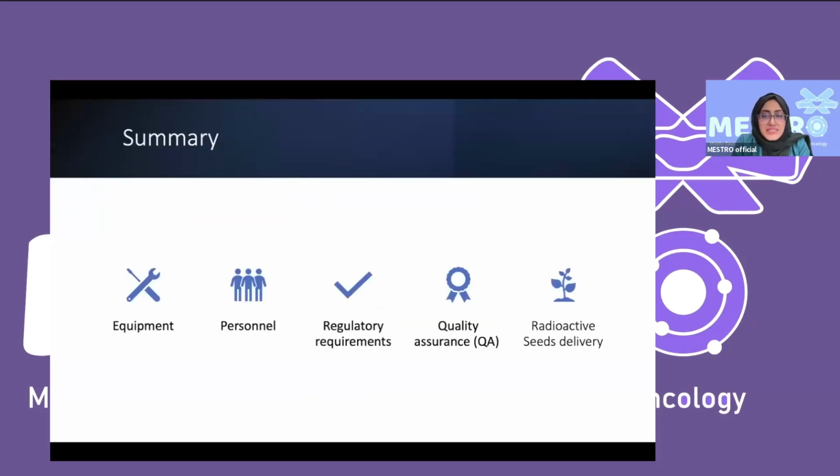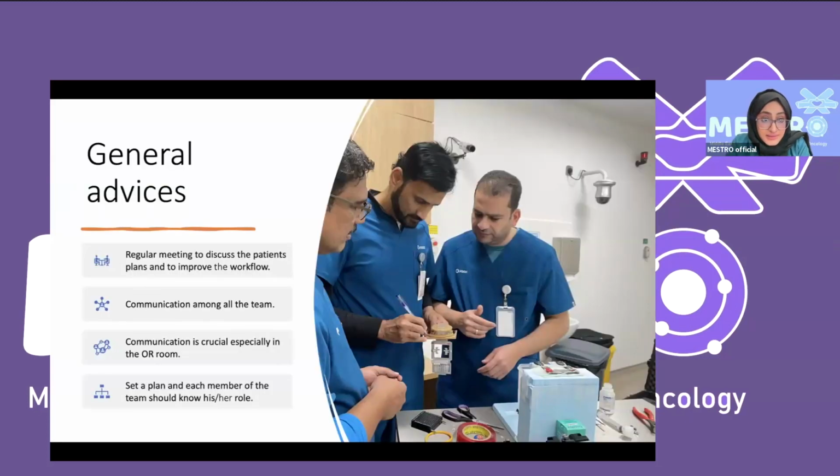In summary, these are the things. I just put small icons here for you to remember, because those pictures can help you remember everything I've talked about: the equipment, the personnel training, the regulatory requirements, the quality assurance, and the radioactive seeds, delivery and safety as well, which I forgot to mention here, but I am sure you will remember that. A general piece of advice which I also recommend is to have regular meetings to discuss the patient plans, improve the workflow, and communicate among all the team.